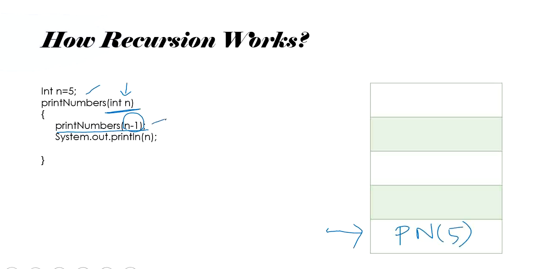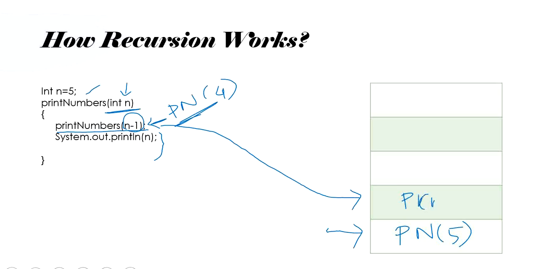Once it looks at the function calling itself, that is print numbers of 4, instead of executing the rest of the program, it is going to create a memory location in the stack and call this function print numbers of 4. Once print numbers of 4 is called, it again enters the same function. Since the same function again calls print numbers of n minus 1, which is print numbers of 3, it is going to call that function.